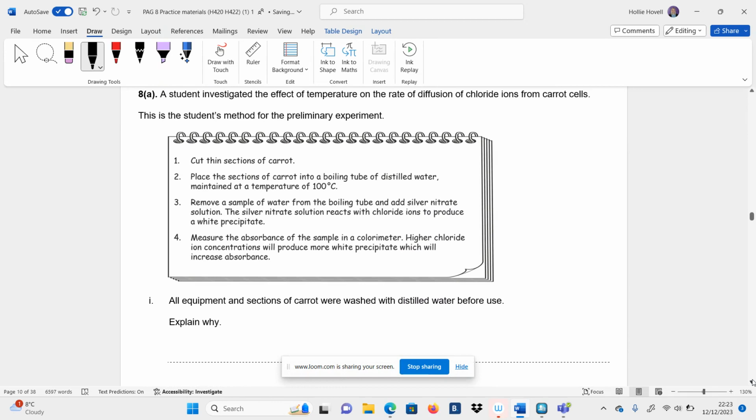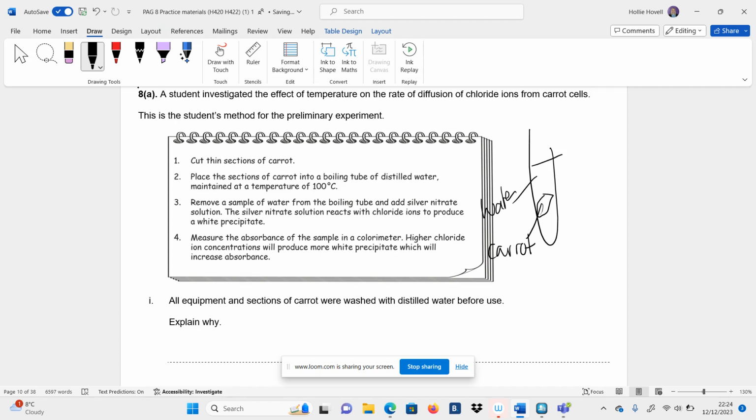A student investigated the effect of temperature on the rate of diffusion of chloride ions from carrot cells. This is the student's method for the preliminary experiment. Cut thin sections of carrot. Place the sections of carrot in a boiling tube of distilled water. So here's our carrot. Water. Carrot.